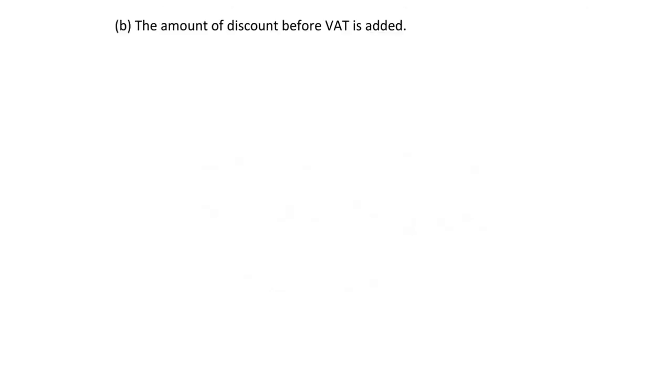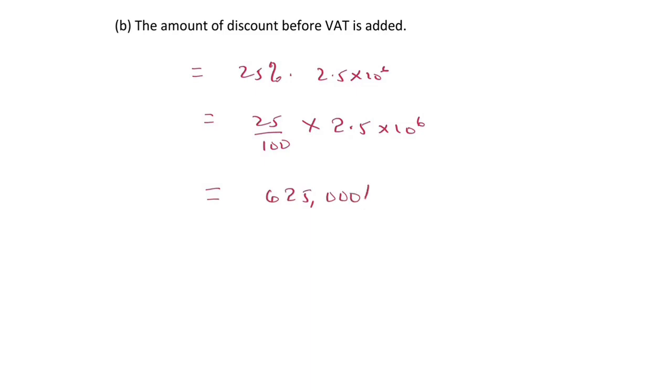For part B, we are supposed to calculate the amount of the discount before VAT is added. Okay, so the amount of the discount before VAT is added is equal to 25% of 2.5 million. So we are going to take 25 over 100 times 2.5 million, of which after solving the values we have 625,000, and this is the value required.